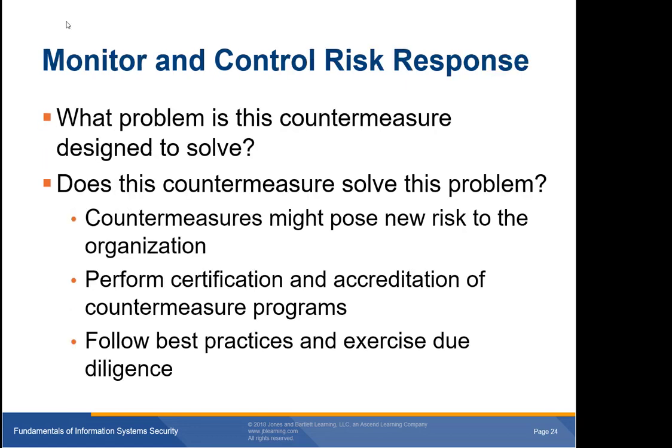The most important part of putting any control or countermeasure in place is making sure it meets its objectives. The last step in the risk management process is to monitor and control deployed countermeasures. A countermeasure is of no value if it does not actually provide its intended benefit. When evaluating a countermeasure, first ask, what problem is this countermeasure designed to solve? Your risk management plan should make this clear. Then ask, does this countermeasure solve this problem? Here are some other points that you want to consider.